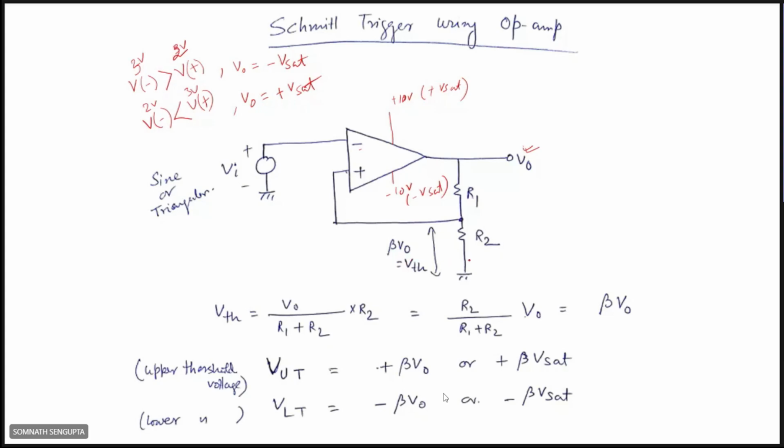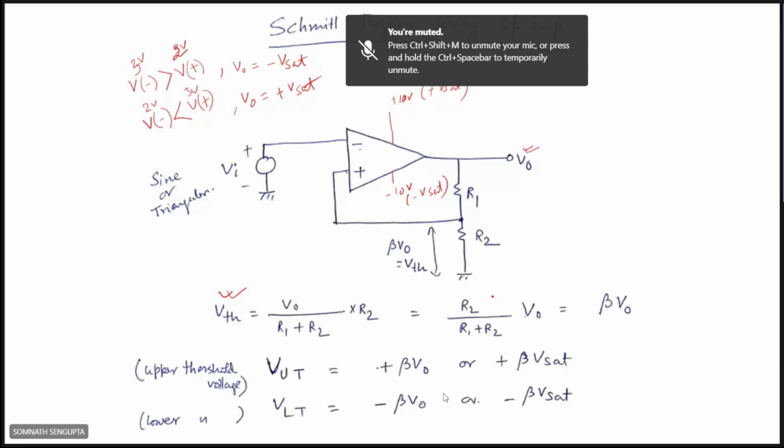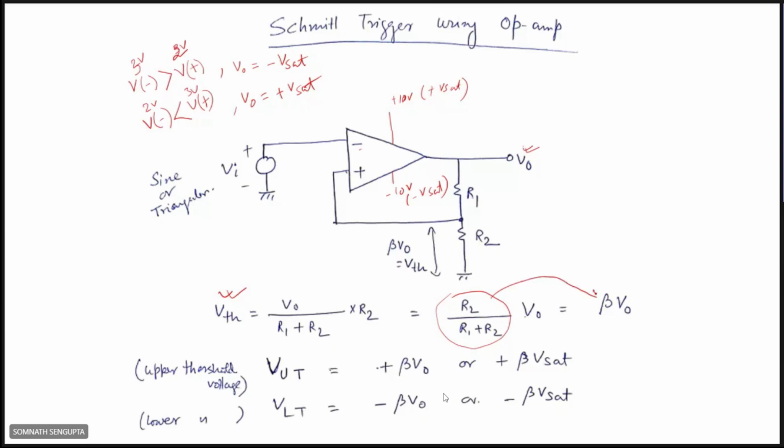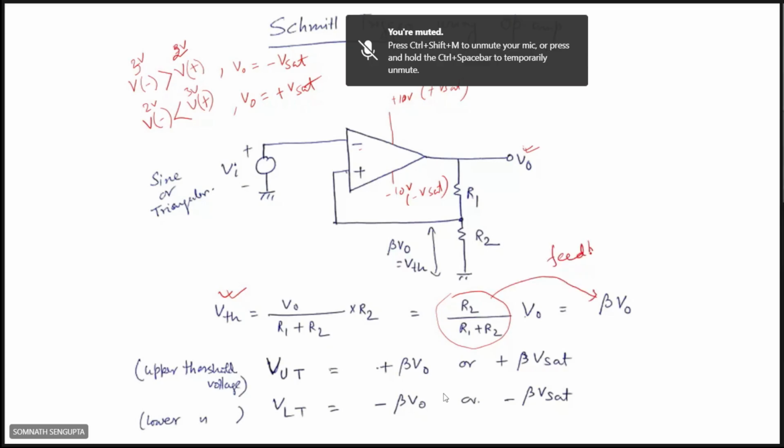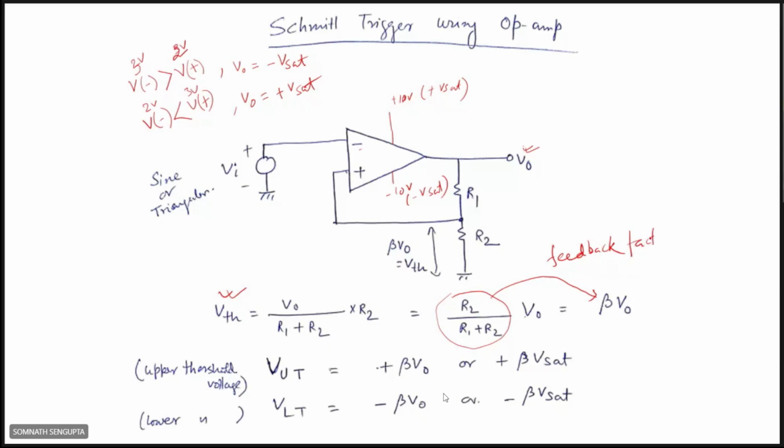So that voltage is how much? That voltage is the threshold voltage VTH. So VTH is given by V0 by (R1 plus R2) into R2. Now this R2 divided by (R1 plus R2) is the beta, that is the feedback factor. So now VTH is beta V0. This threshold voltage may be positive or negative, because V0 takes two values, either plus V sat or minus V sat.